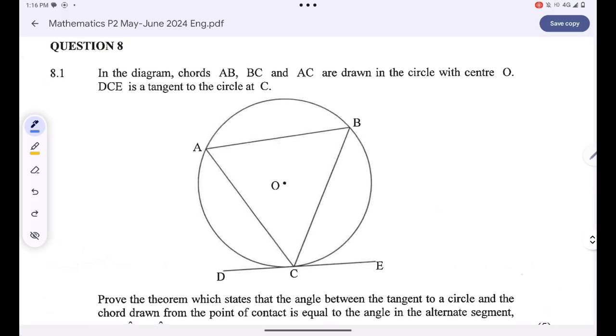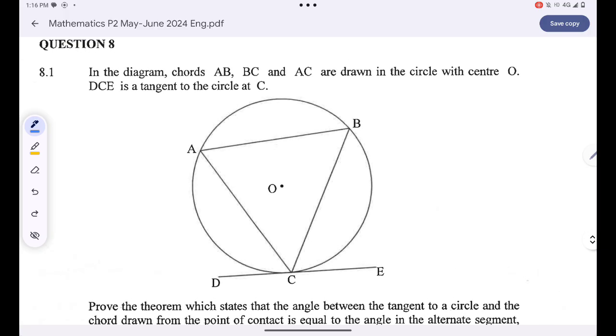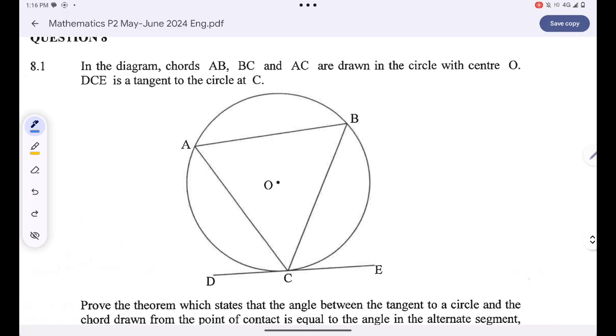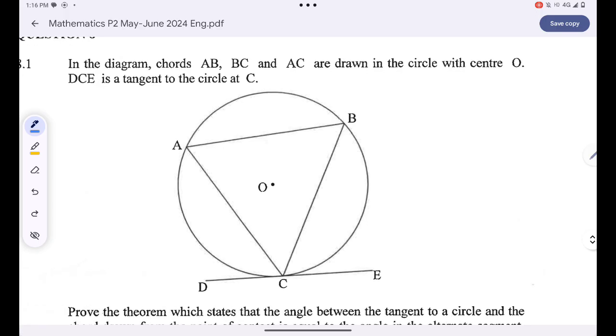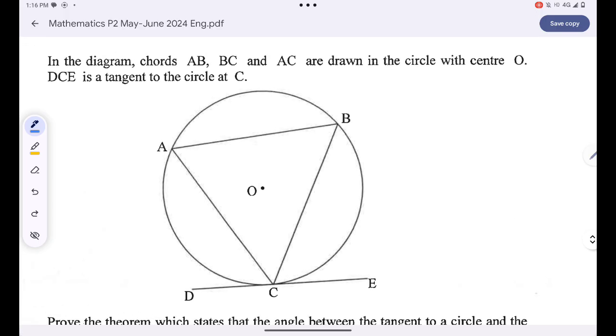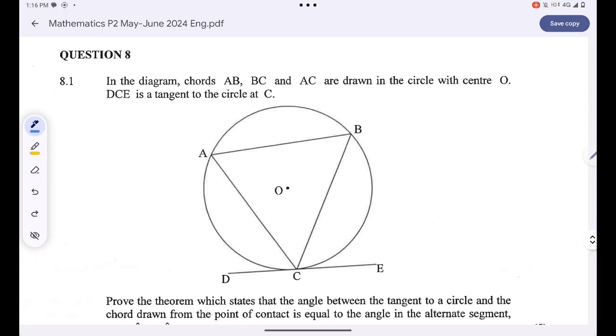In this video, guys, we will be tackling the 8th question from the May June Mathematics Paper 2 examination, which was written in the year 2024. Please note that the other questions are already uploaded, and each and every question has its own video.